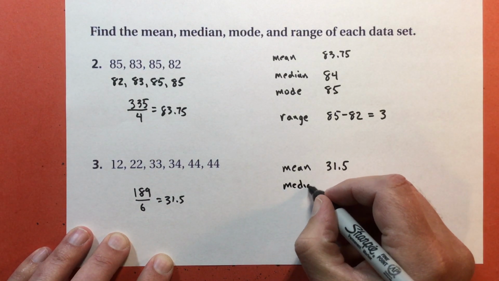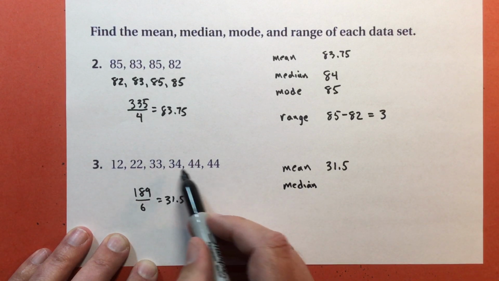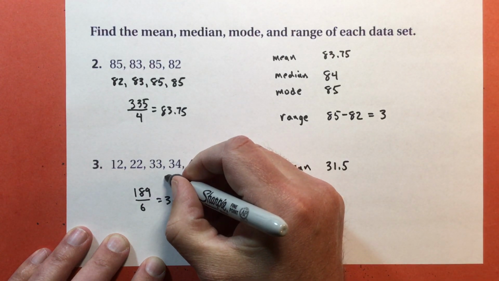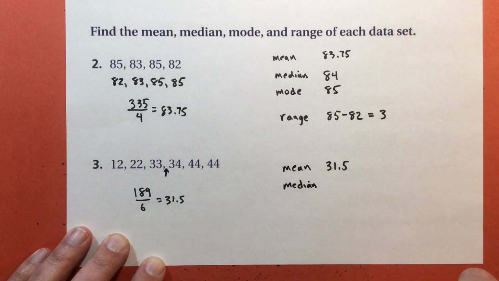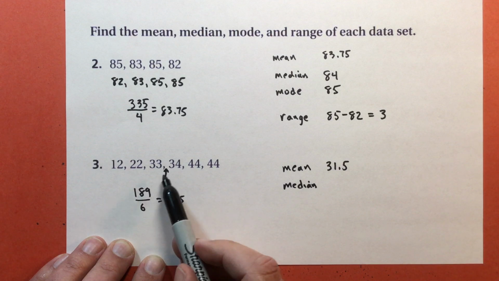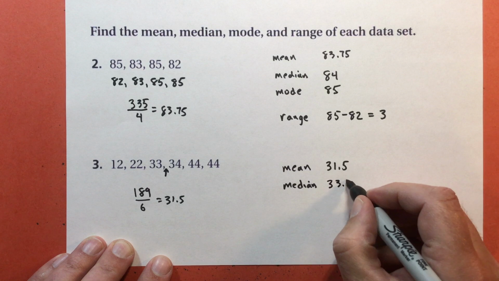The median is the number that's in the middle. I've got 6 numbers, 1, 2, 3, 4, 5, 6. So I think 1 plus 6 is 7, and half of 7 is 3.5. So the median is going to split the 33 and the 34. You can either logically think it out, or you can add them up. 33 plus 34 is 67, and half of 67 is going to be 33.5. Or you can just say what number is exactly halfway between 33 and 34. Again, it's just going to be 33.5.